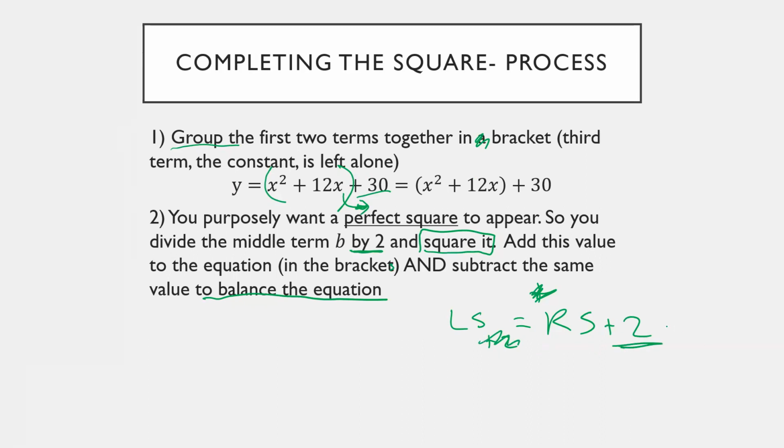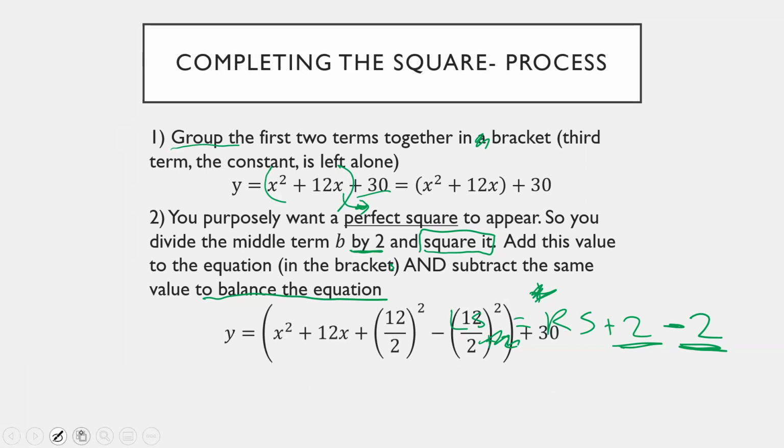So to counterbalance that, I need to add the inverse of it, right? So I take the positive 2 and then I simply subtract the 2. These are opposite numbers. So that's really what I'm doing here: I'm taking the middle term, dividing by 2, and squaring it. I add that value and I also subtract that same value to keep it balanced.